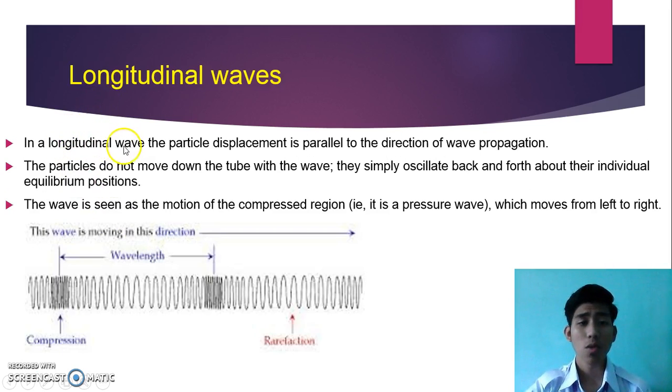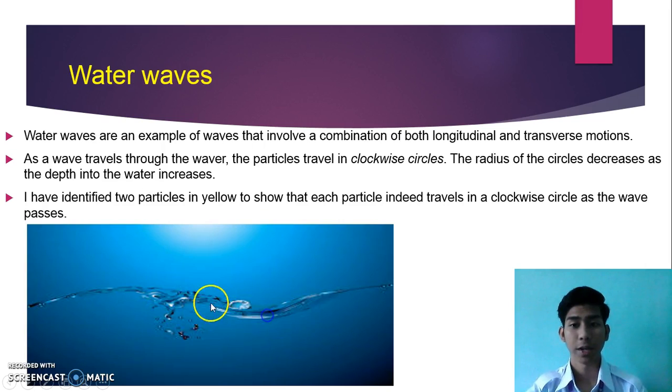Okay, longitudinal wave. In a longitudinal wave, the particle displacement is parallel to the direction of wave propagation. The particles do not move down the tube with the wave, they simply oscillate back and forth. They are in equilibrium. The wave is seen in the motion of compressed regions, which move from left to right. Okay, this is the longitudinal wave. Wavelength, compression, and this is rarefaction.